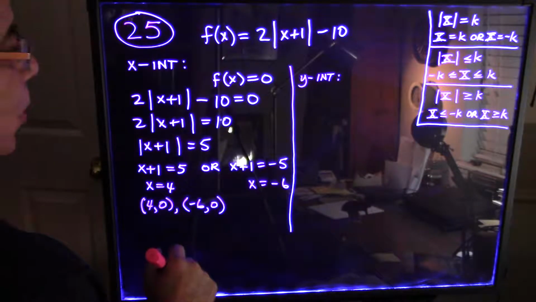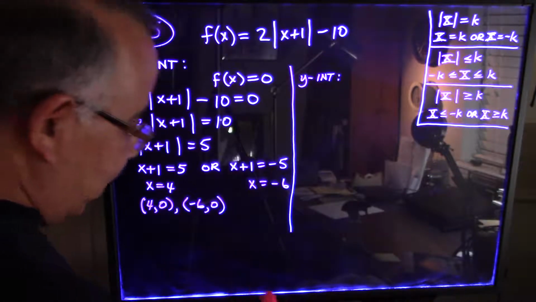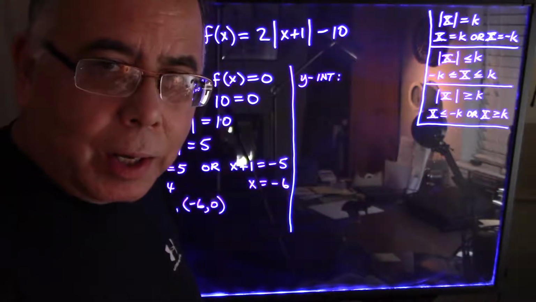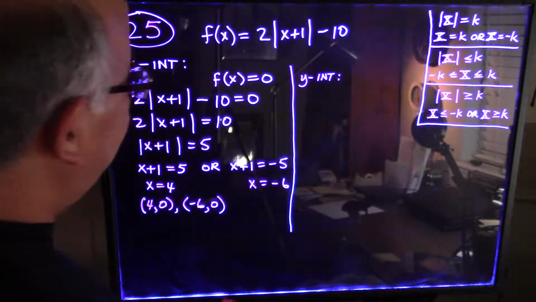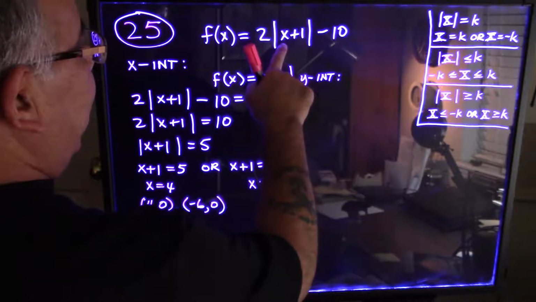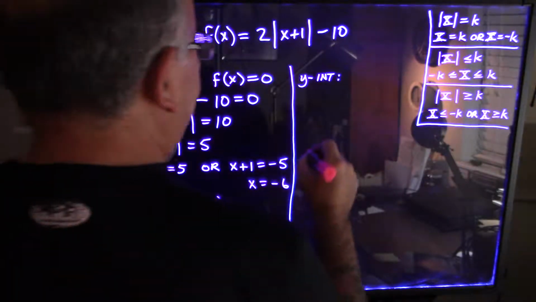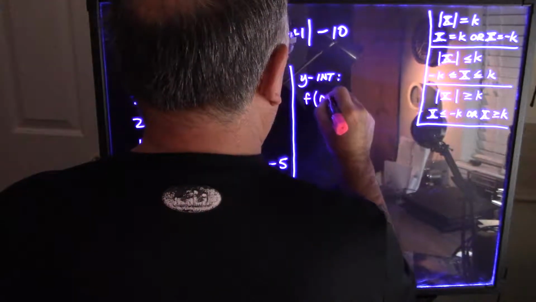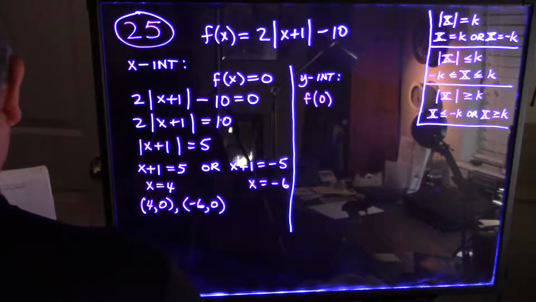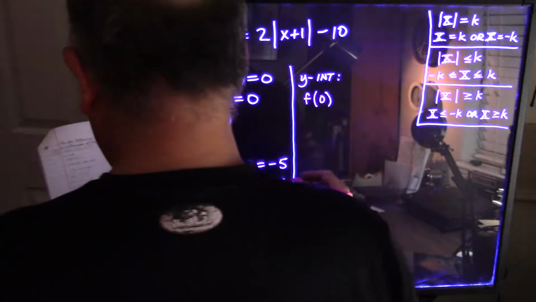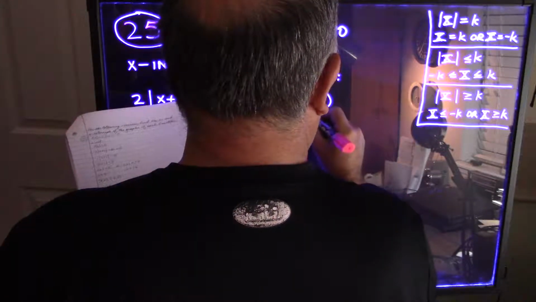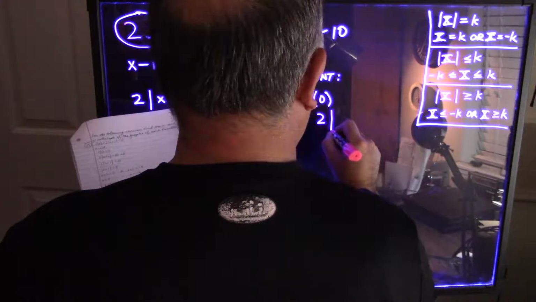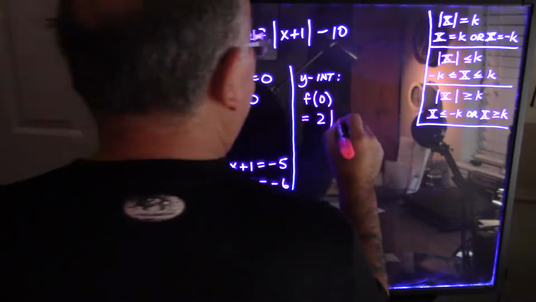Alright, let's do the y-intercept. Alright, the y-intercept is where the graph touches or intersects with the y-axis, and that's where x equals 0. Alright, so you let x equals 0 in the function, or in other words, evaluate f of 0. And that'll give you your y-intercepts, or y-intercept. So f of 0 is equal to 2, absolute value. Let x equals 0 there.